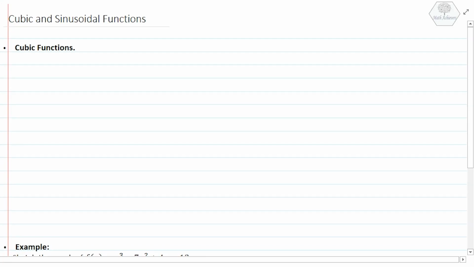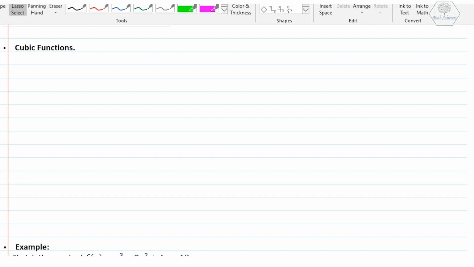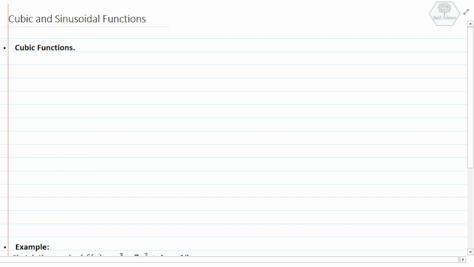Hi, our lesson now is about cubic and sinusoidal functions. Let's start by talking about the cubic functions.